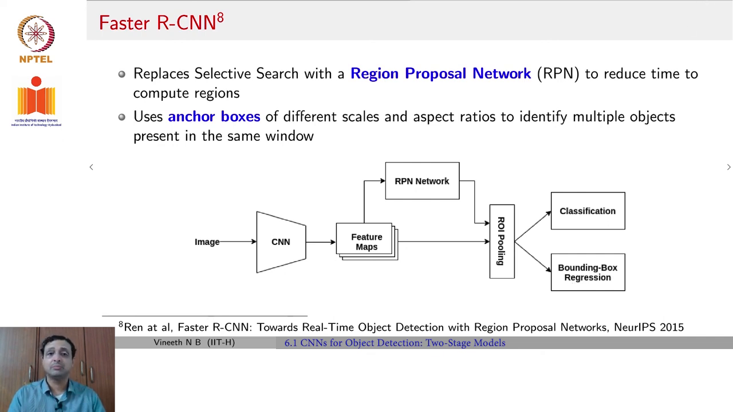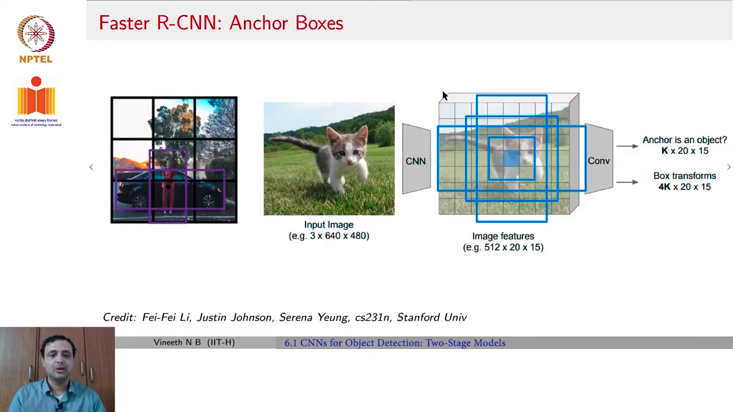How does the region proposal network work? It uses what are known as anchor boxes of different scales and aspect ratios to identify multiple objects in a given window. Let's see how that works. So given a particular window, so let's say any particular window in an image, it takes different predefined anchor boxes. So you can define an anchor box given a particular location. You can define an anchor box that's given by this rectangle here, you can define an anchor box that's given by this rectangle here, and you can define an anchor box that's given by this rectangle here.